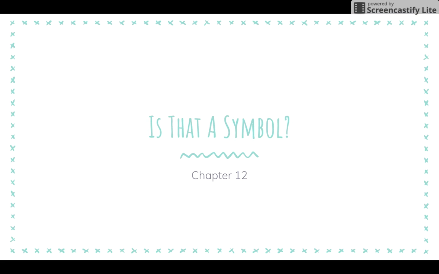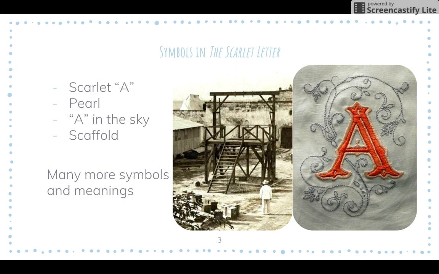Let's get started. The first chapter I chose to do is "Is That a Symbol?" It's chapter 12 in How to Read Lit Like a Professor. There are a billion symbols in the Scarlet Letter. You can take almost any object or person in the book, and it's a symbol for something. I'm going to go through a couple of them, but I can only give you what these symbols mean to me. That's what makes them symbols, is that they mean something different to each reader. So obviously, my opinion is not necessarily what they mean exactly.